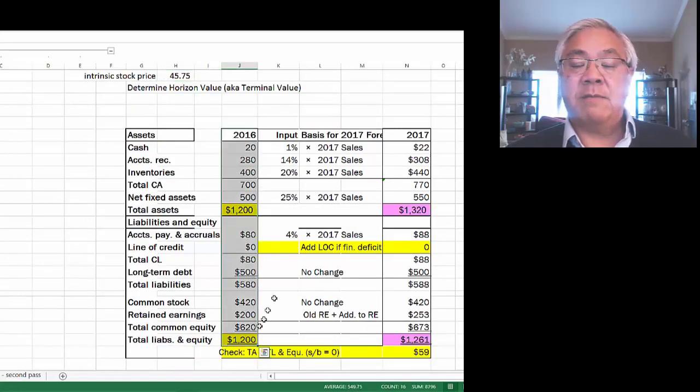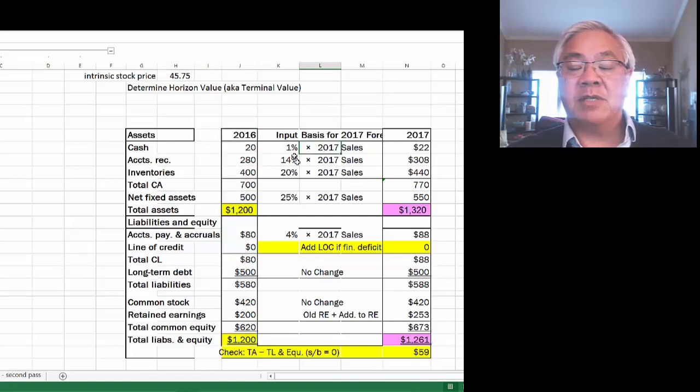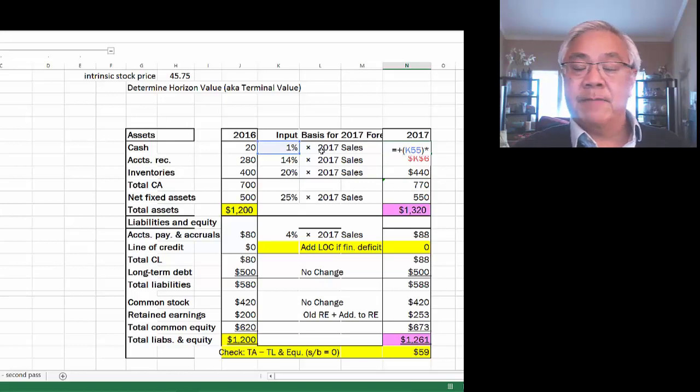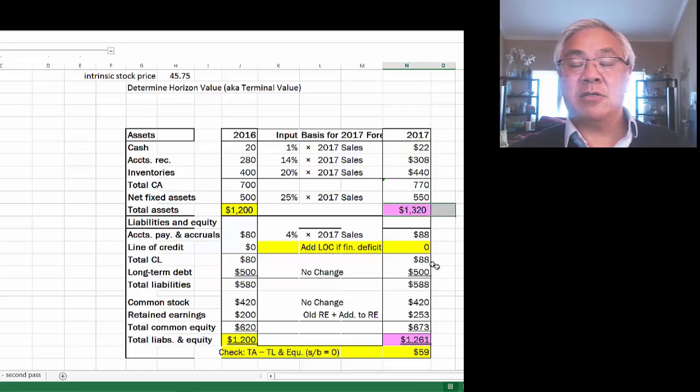2016, we just laid those out here. And we know the forecasting. So it's 1%, 14, and 20 of sales. And we've done this before, so we just pull those numbers forward of 22, 308, 440. And if you want to do it longhand, you do it again. You take the sales for 2017 times 1%. We do that for each of the items which we've done previously and net fixed assets. So now we have this number. This is the total assets that we're going to need.